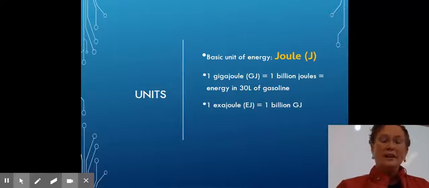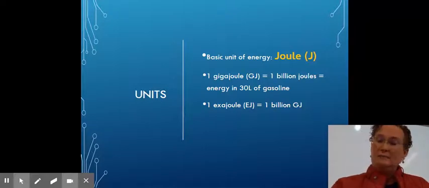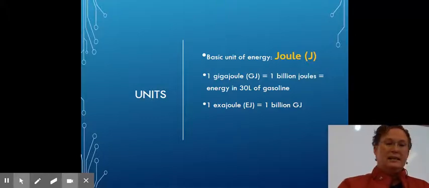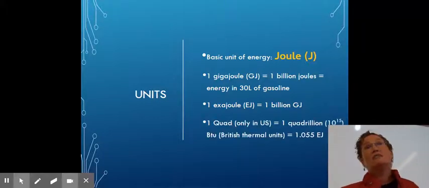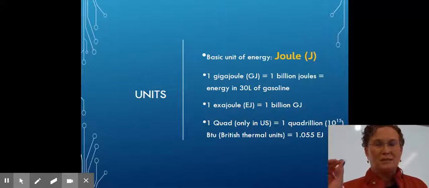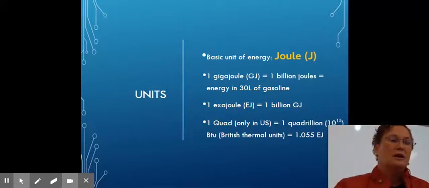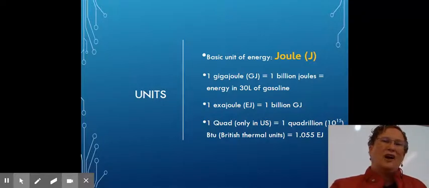Then an exajoule, which you almost never hear about, but is important for conversions. An exajoule is 1 billion gigajoules. And then the one that we use more often, because we use so many joules and an individual joule is a small unit when you're talking about global energy usage, we call it a quad in the US, but that's never used anywhere else.